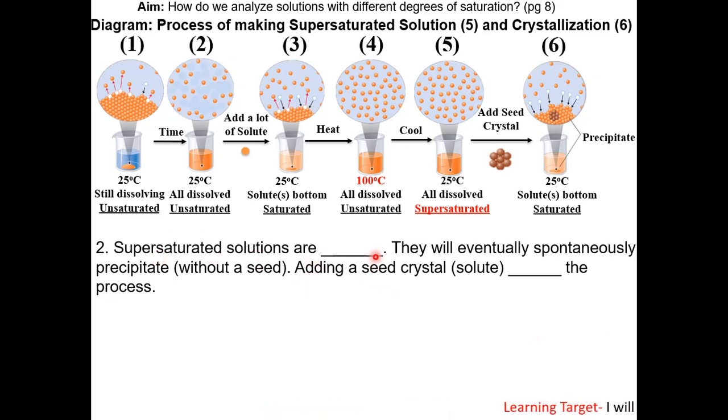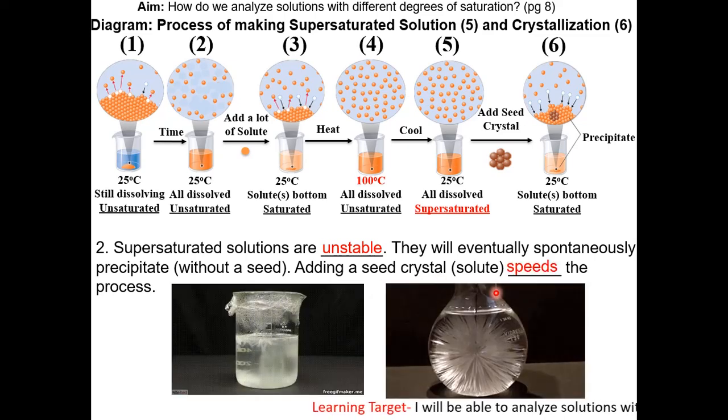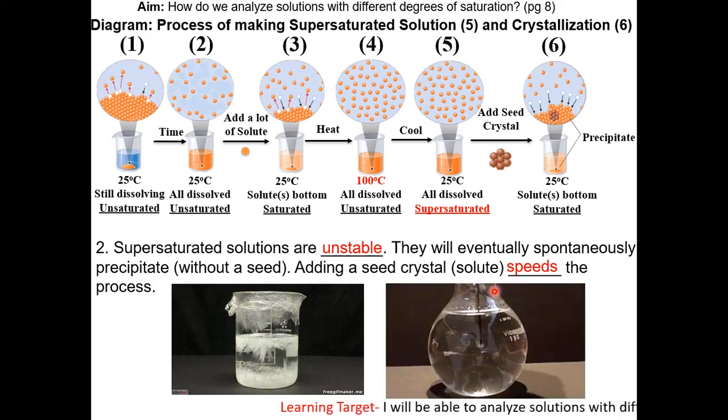Supersaturated solutions are unstable. They will eventually spontaneously precipitate even without a seed. Adding a seed crystal, which is the solute, speeds up the process. Here are some GIFs of a supersaturated solution crystallizing.